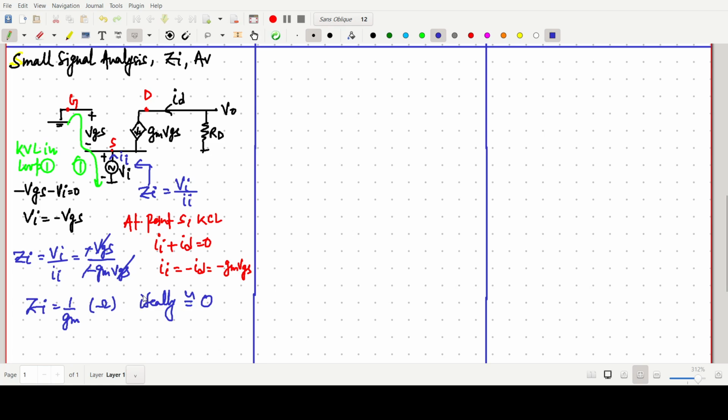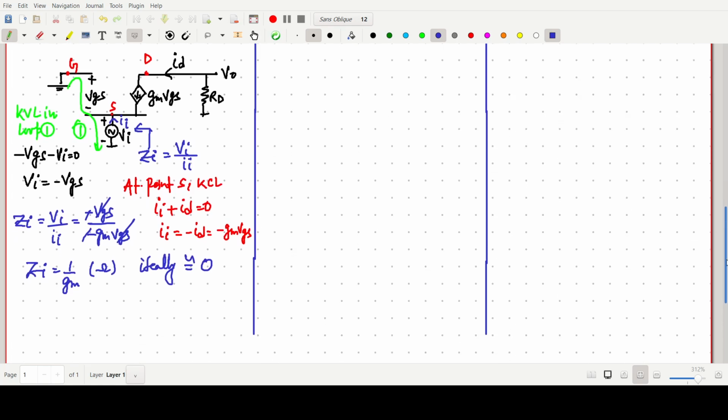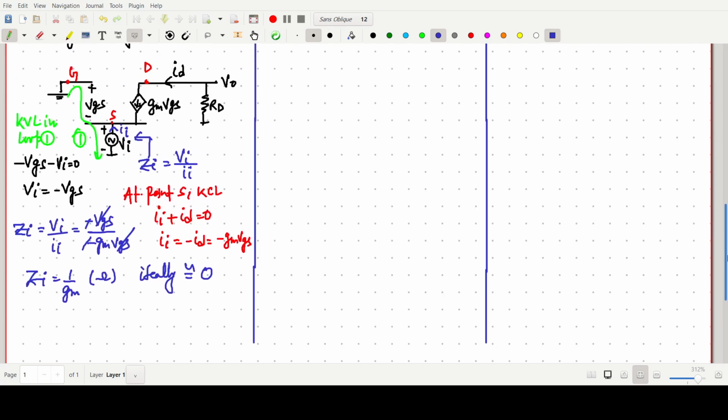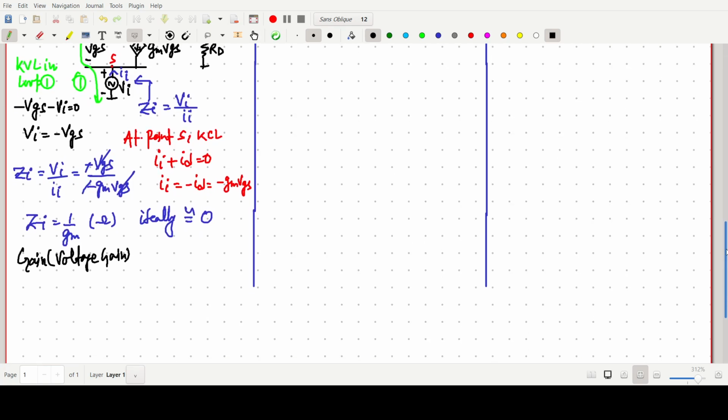Is it okay? Now another thing that we have to determine, because in the question they are also asking about the gain. So this was the input impedance, and next is the voltage gain. For the voltage gain calculation, what we will do?